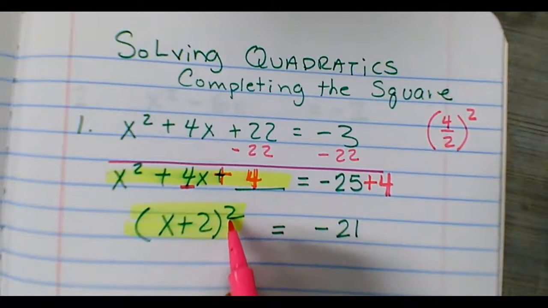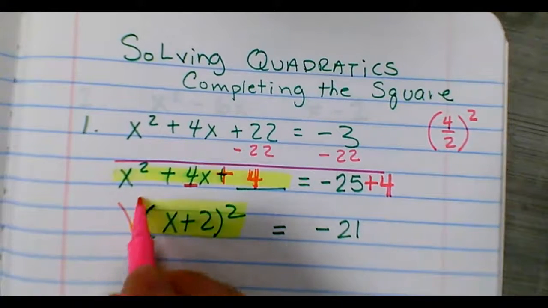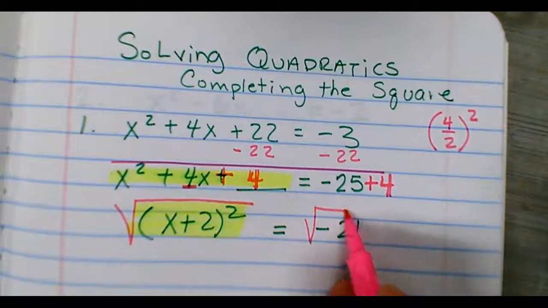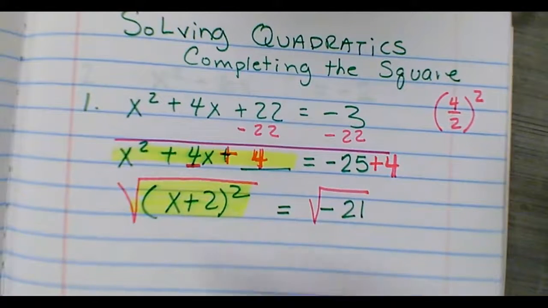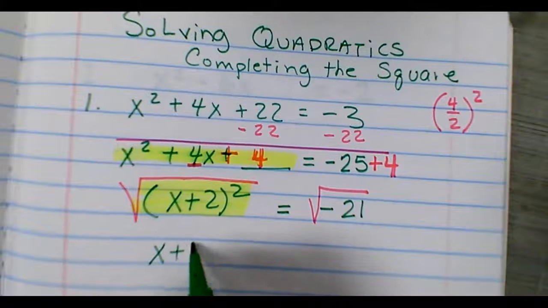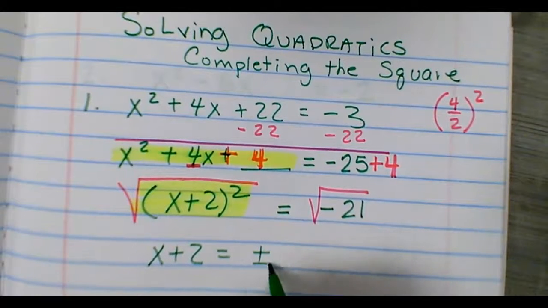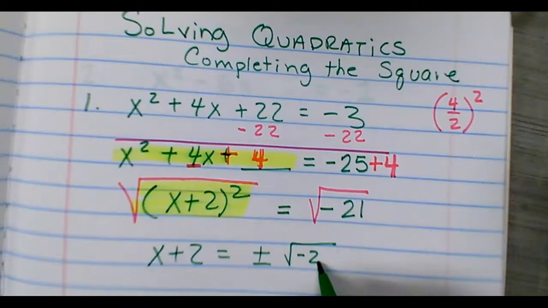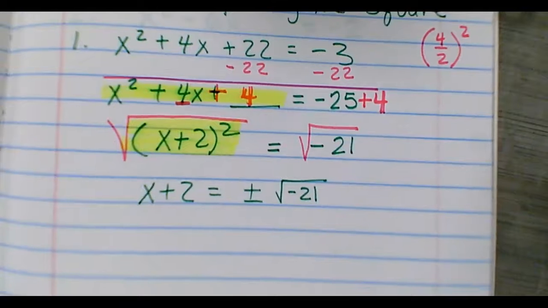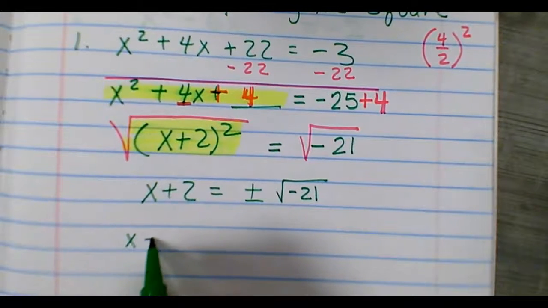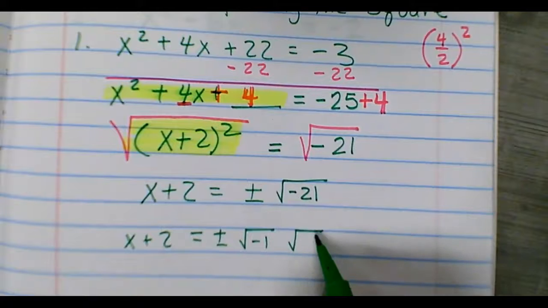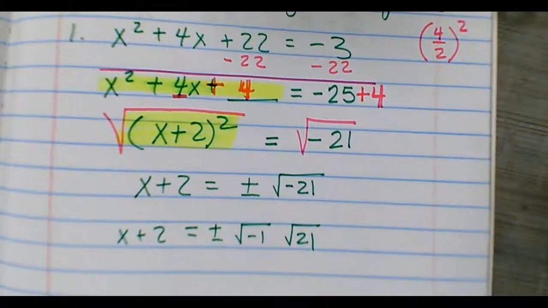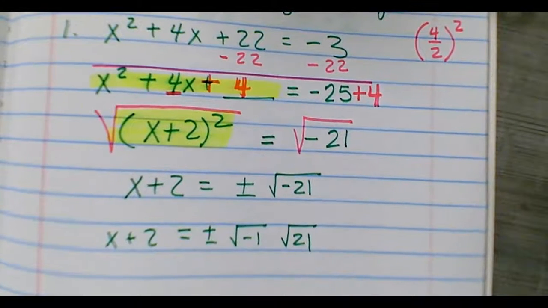This is squared. The opposite of a square is a square root. I square root both sides so that the square and the square root cancel each other out. Well, what do I do with that negative 21? Well, first of all, I need to divide it up into negative 1. Square root of negative 1 times the square root of 21.